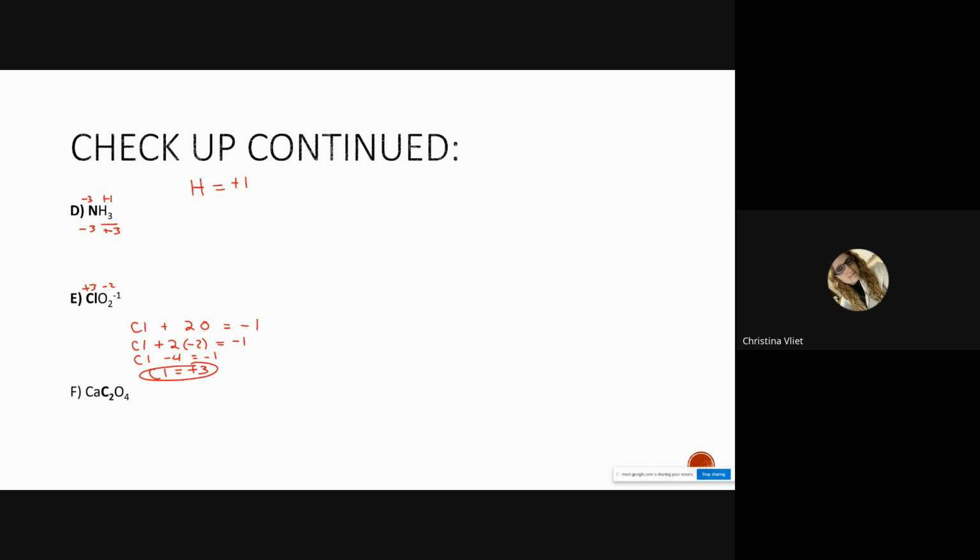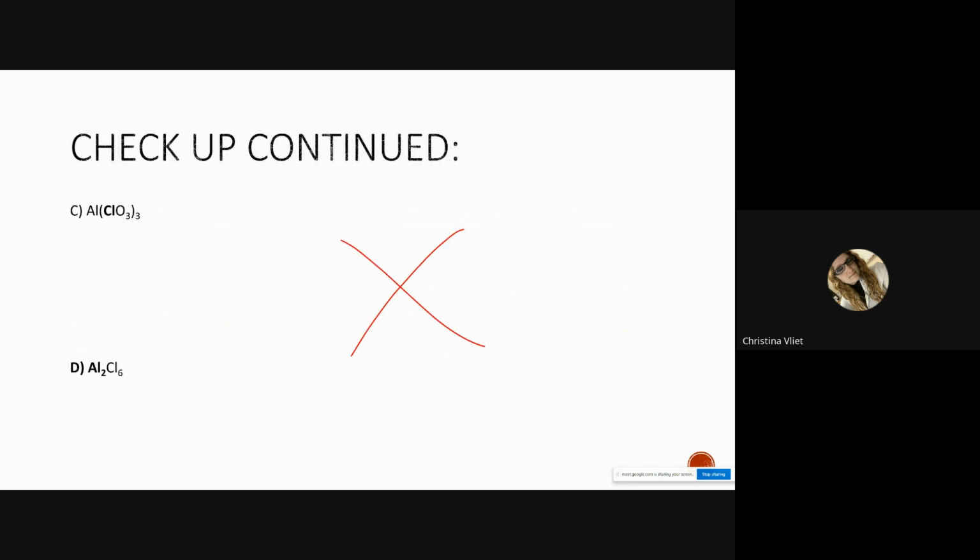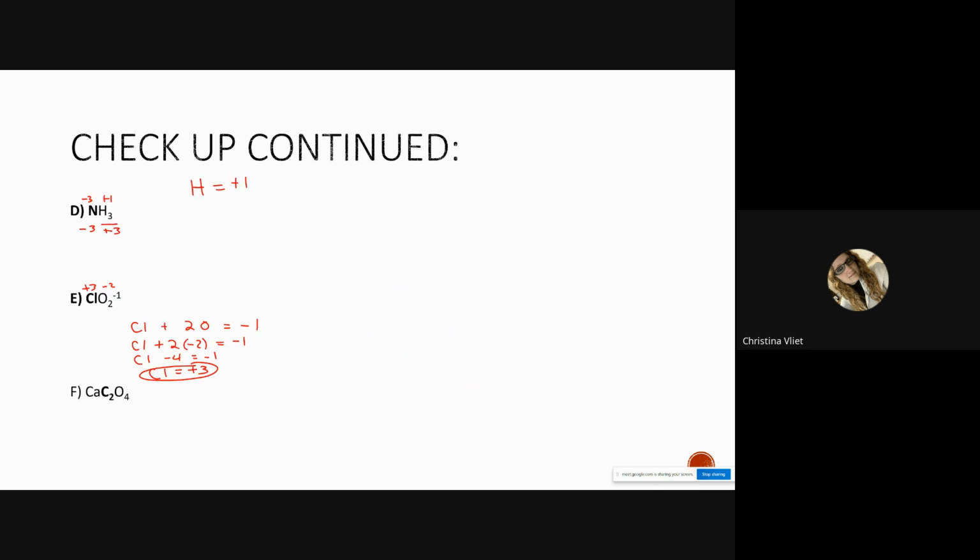What about CaC2O4? Oh, these are repeats. I think there are 2 repeat slides. That's why it seemed like so many examples. Perfect. So this is the last example. All right, CaC2O4. What do we do here?